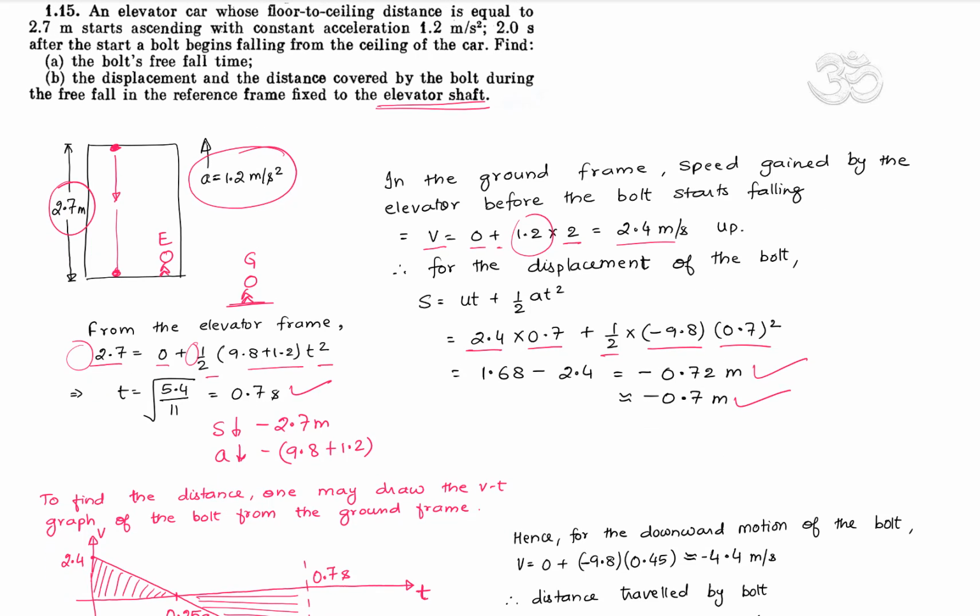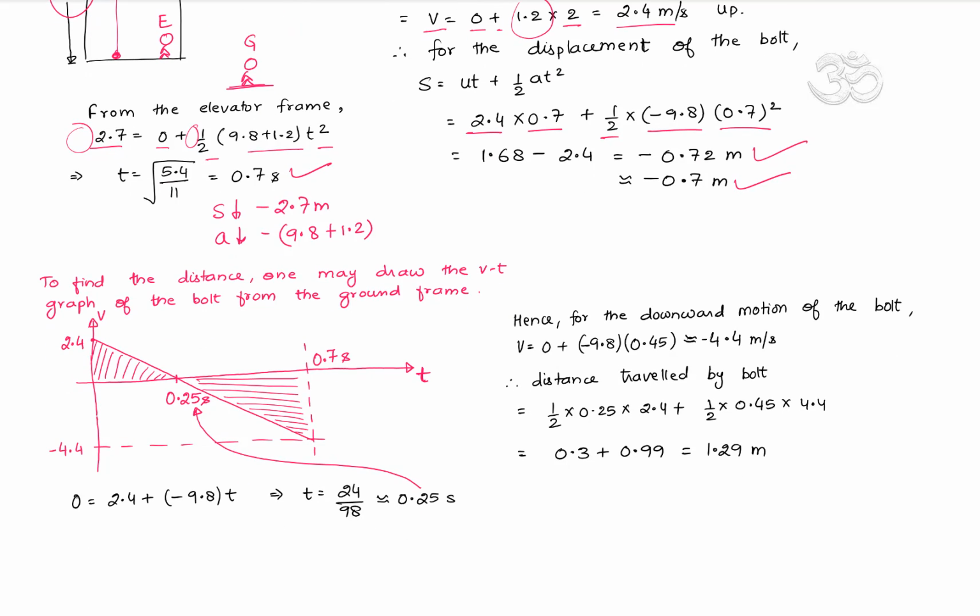Distance traveled can be found using equations, but the approach that I have tried using here is to draw a VT graph. If you draw a VT graph of the bolt in the ground frame, you will notice that it starts with an initial velocity of 2.4. That is this point. This is the time when it starts falling. Beyond that, it has an acceleration of minus 9.8 meter per second square. So the slope of this line should be minus 9.8. At what time will the velocity of the bolt become 0? V is equal to u plus at, t is equal to 0.25 seconds approximately.